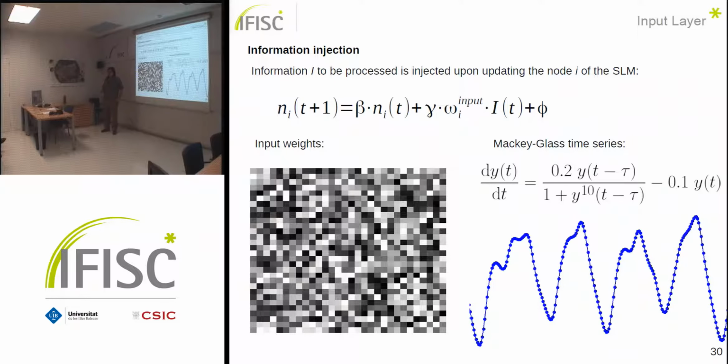And then this gamma, omega, input, and I of t, this is the image you want to process. The information that you want to process, yes. Exactly. Omega is the value of the pixel, and I is an average intensity. This is done now digitally, but if you would do it optically, this could be an intensity related to the information that you are working with at that point. The input layer now is implemented digitally, by changing the update rule of the nodes in our network.